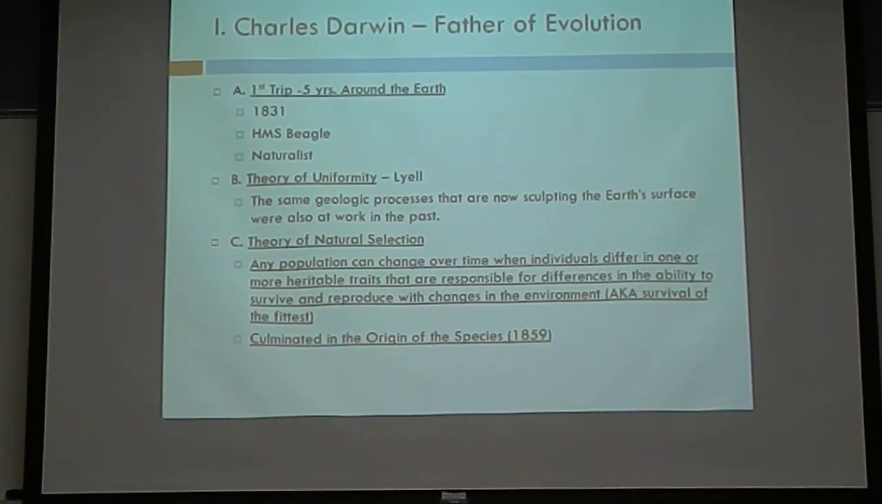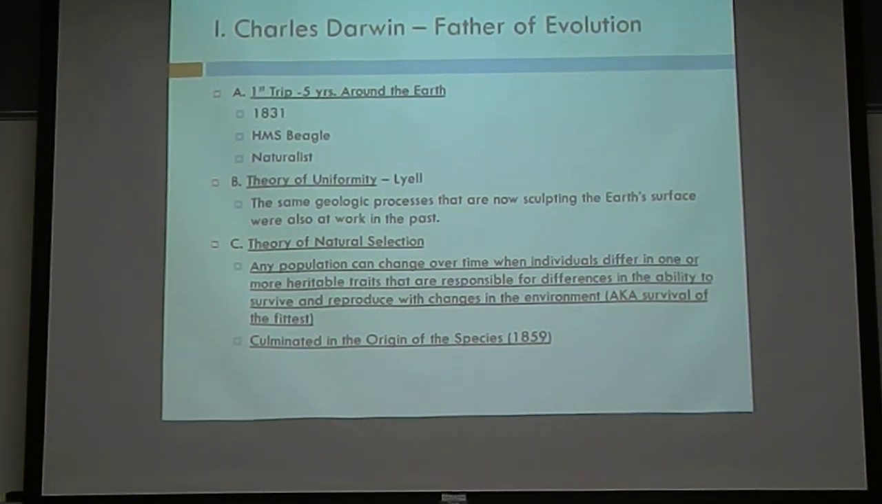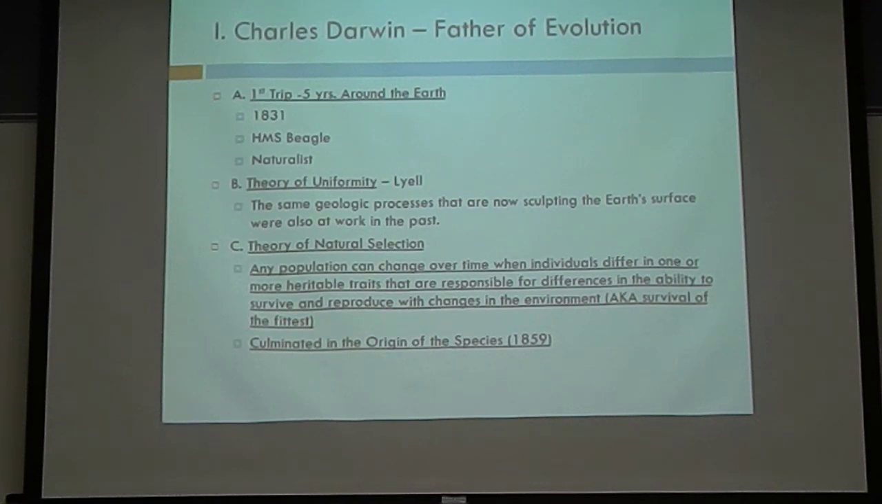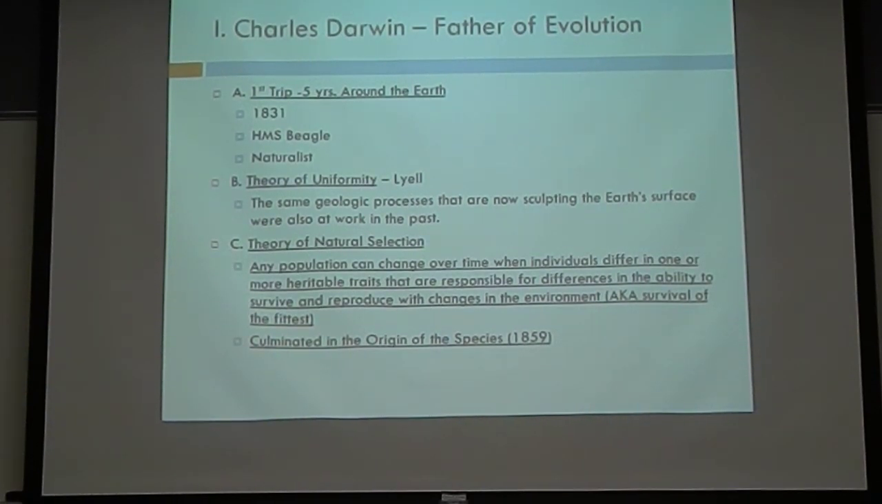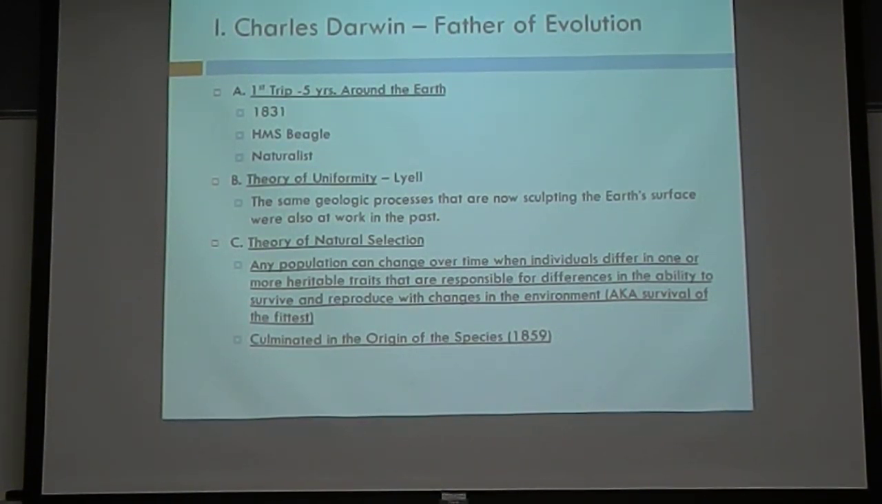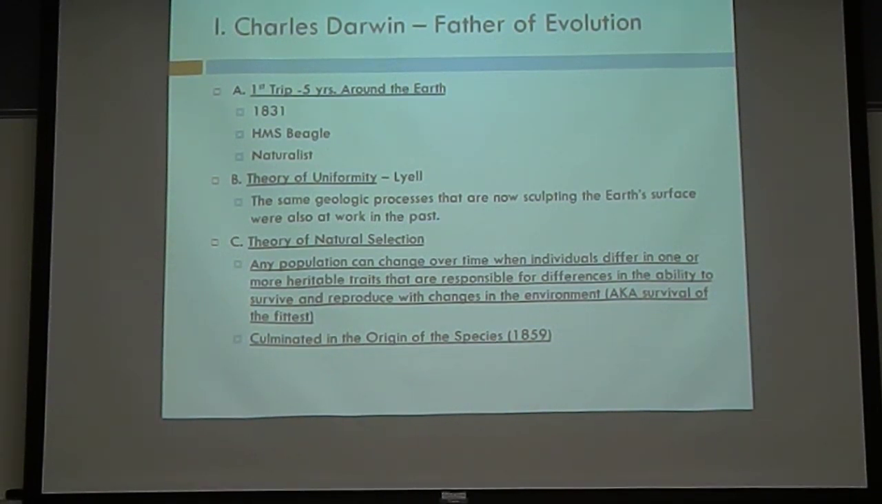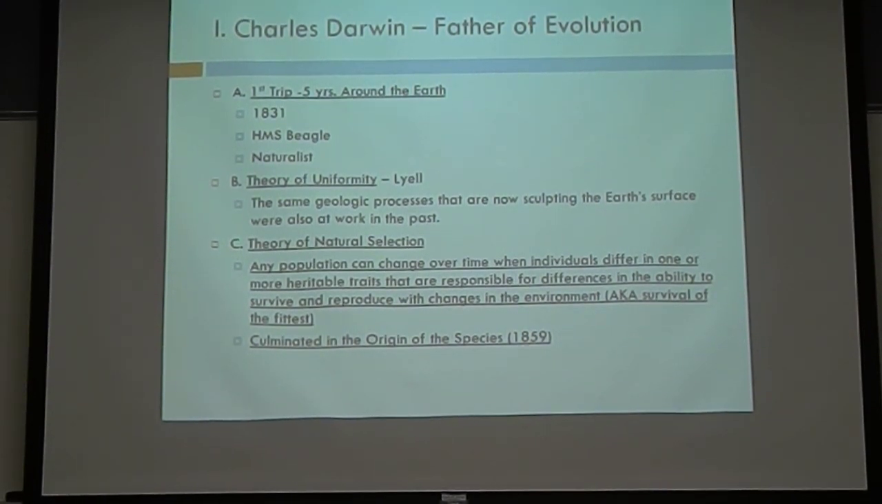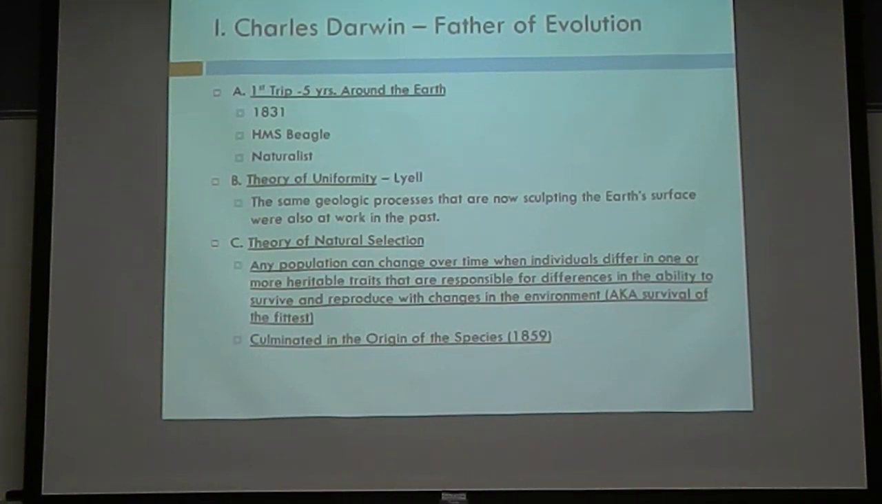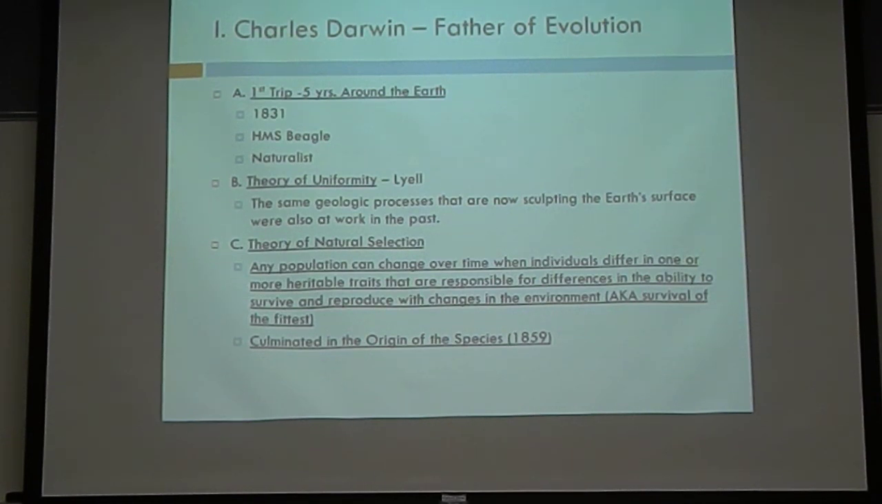Right? So from all these observations, he came up with a theory of natural selection. Any population can change over time when individuals of the population differ in one or more heritable traits that are responsible for differences in the ability to survive and reproduce with changes in environment. Sometimes it's called the survival of the fittest. We'll talk a little bit more about how that works in a second. And it culminated in him producing The Origin of Species in 1859.